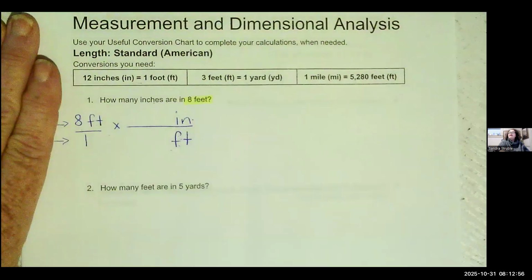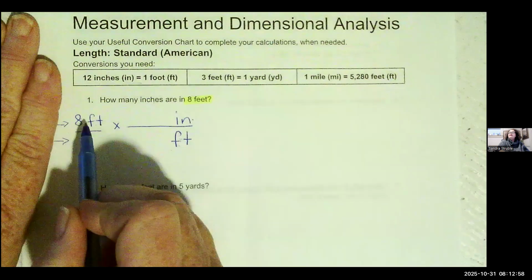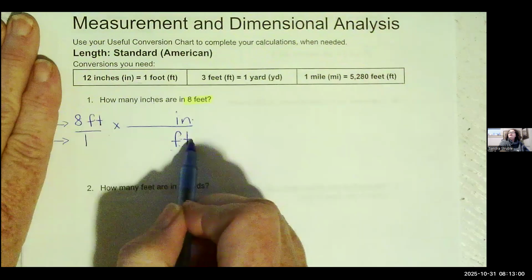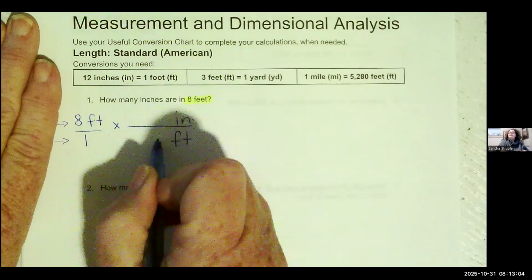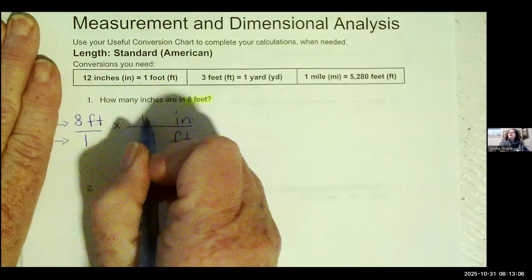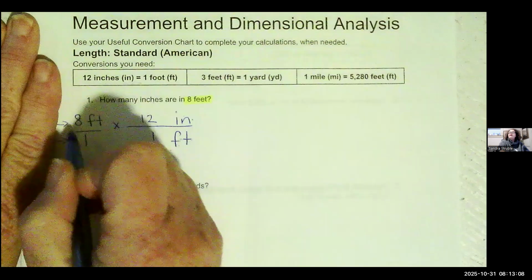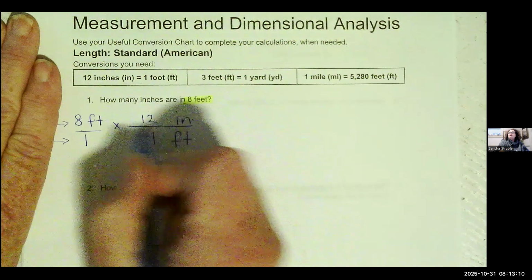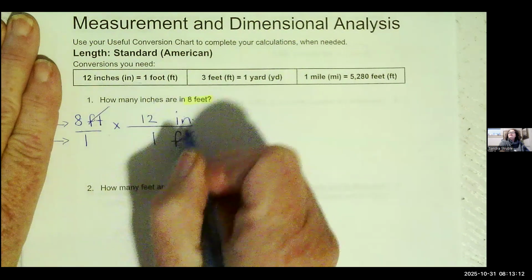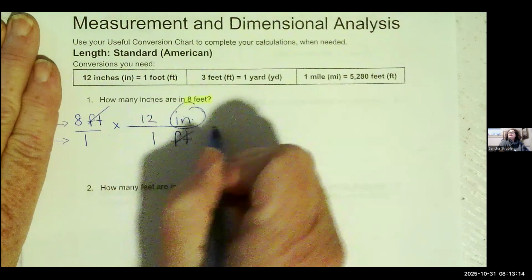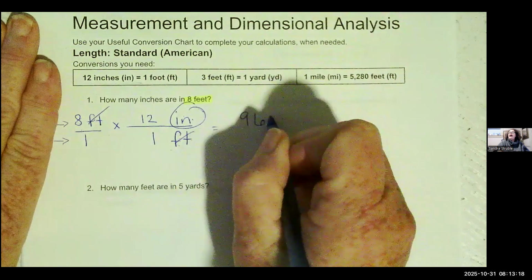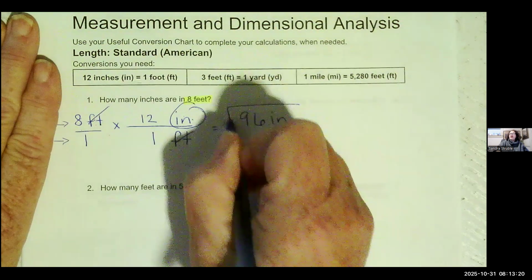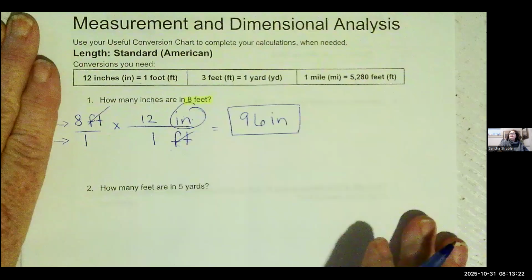So once I get that my feet are going to cross out, it's getting me to inches, then I plug in my numbers. 1 for foot, 12 for inches. Okay. Multiplying straight across. My feet are gone. I'm left with inches. And then 8 times 12 is 96 inches. Please do not forget your unit. That's half the problem. Okay. So 8 feet is 96 inches.